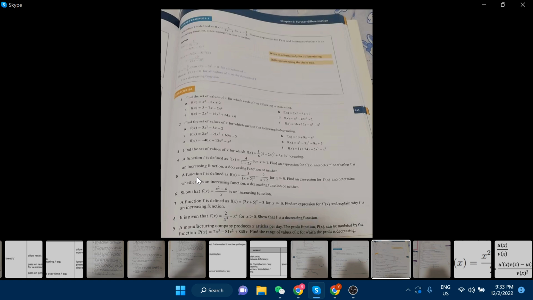Oh, by the way, just a little hint for number 5. Before you differentiate it, I suggest you make the denominators the same. So you can just combine them into one equation. Then you can use the quotient rule.